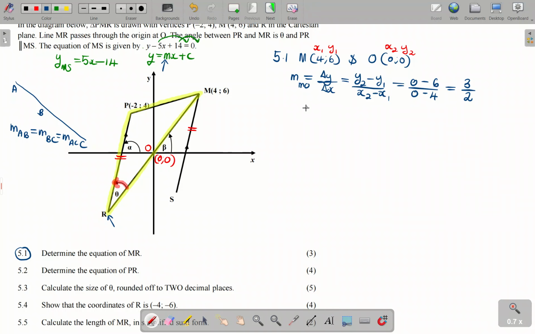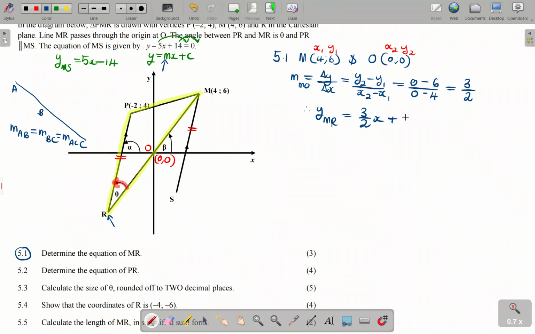So you're just going to say, okay, therefore now the equation of this line MR is just going to be what? It's just going to be 3 over 2x. You just replace the value of m there. So this is 3 over 2x.